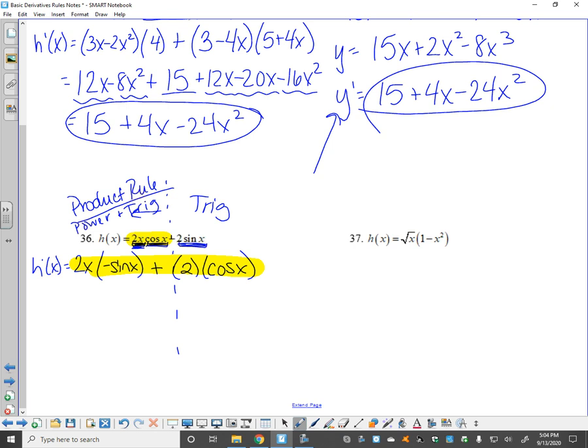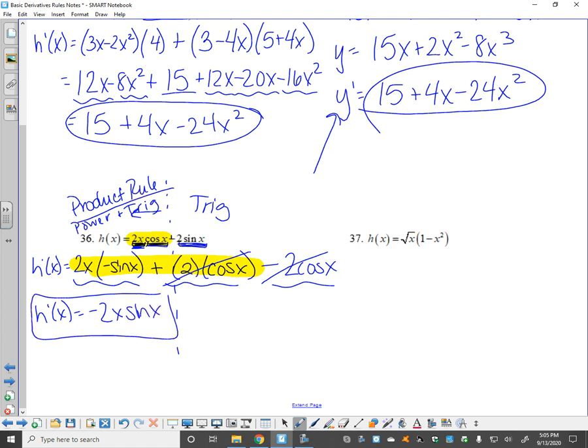Now I got to do this little booger on the end. Minus 2 sine x, that's a sine that goes to cosine, so 2 cosine x. Okay, now look, you've got three terms. I've got this guy and this guy and this guy. I'm done with the calculus. I'm done with the derivatives. These two are going to cancel. And I'm going to get negative 2x sine x. Just watch your algebra.